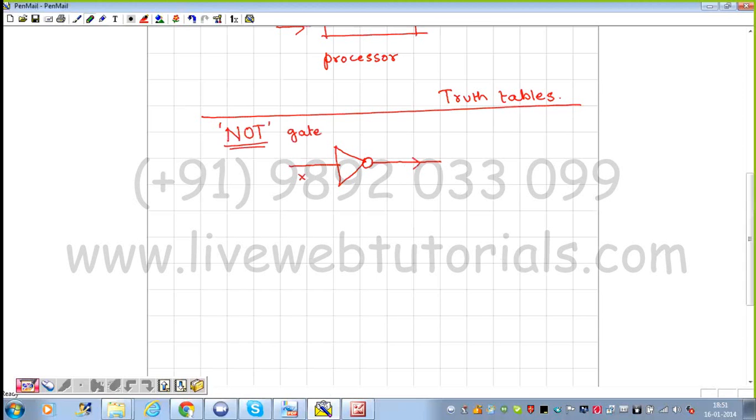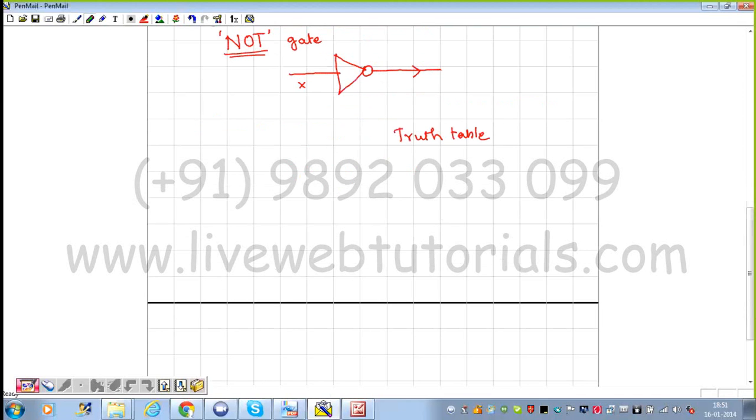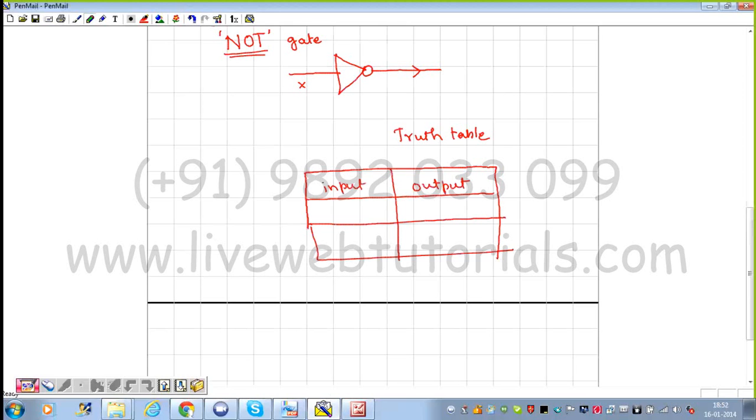So for the truth table of this, there is only one input and only one output. In the input, if the current is there, for that I will write 1, there will be no current. If there is no input, in that case the output is going to be there. So 1 will be turned into 0 and 0 will be turned into 1.